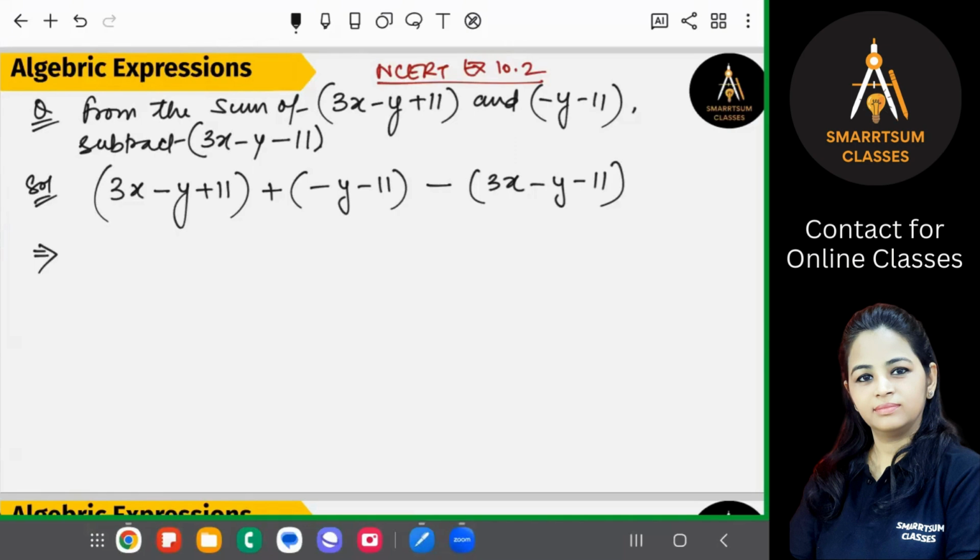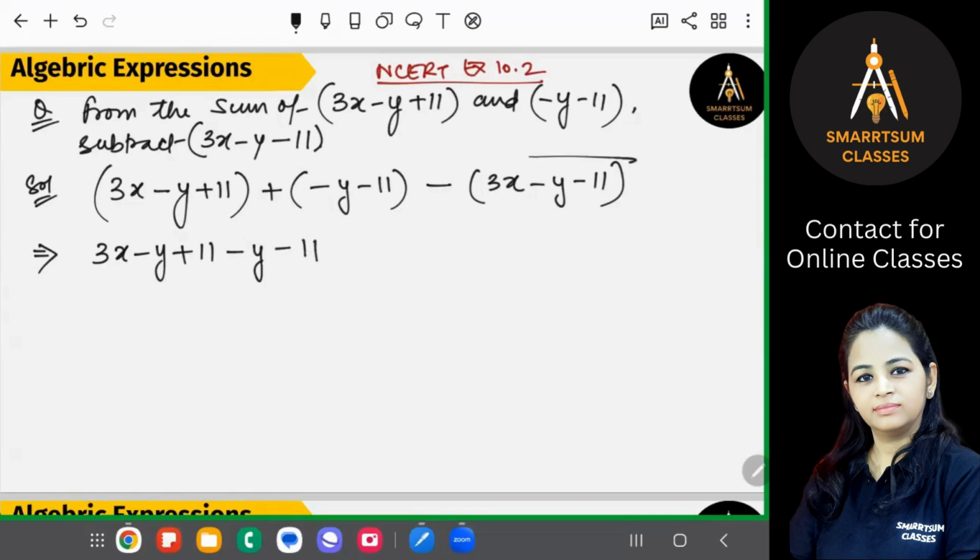So we will open the bracket, the very first step which I told you. Everybody see the screen, Mayank, see the screen. 3x minus y plus 11. The first bracket, because outside there is no sign, means positive, so we can write each and every term as it is. Now minus y minus 11, and we have a positive sign here, so we will write all the terms as it is along with their sign. So minus y minus 11.